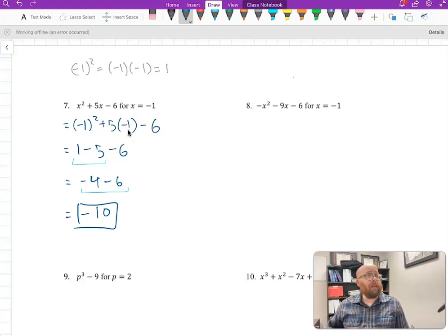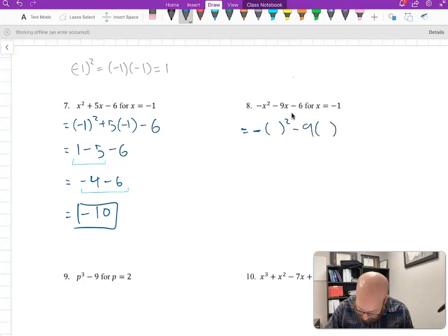Okay, problem number 8. We have the negative of x squared minus 9 times x minus 6. Again, everywhere that I see a variable, I'm going to replace that variable with a set of parentheses. So we have the negative, open parentheses, squared, minus 9 times open parentheses, minus 6. And inside those parentheses, I'm going to put my value for x, which is negative 1.